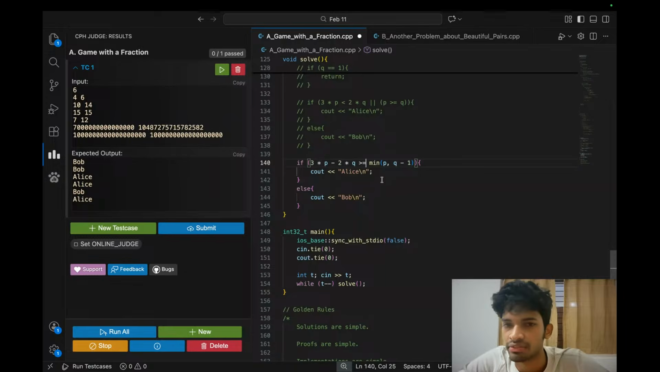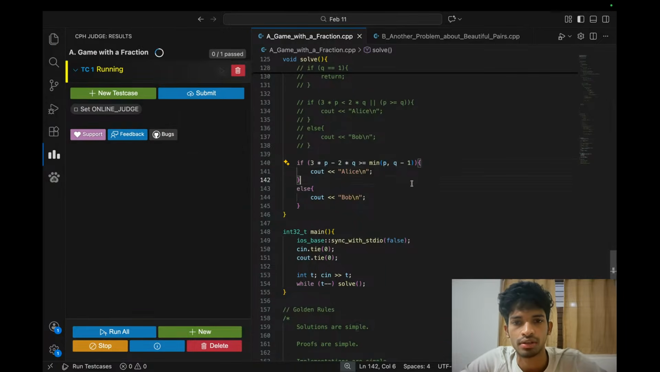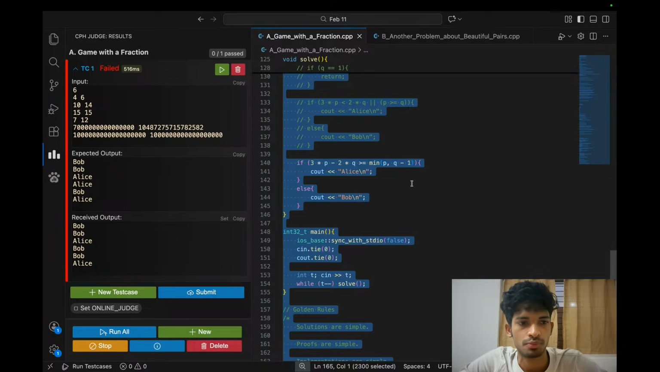Maybe even when it is equal, because Alice can go first, right? Oops, oops, oopsie.